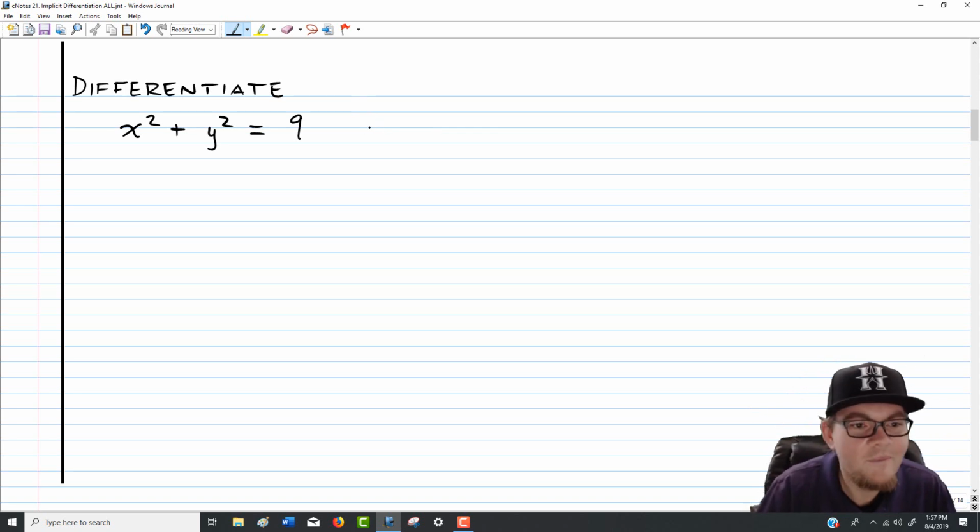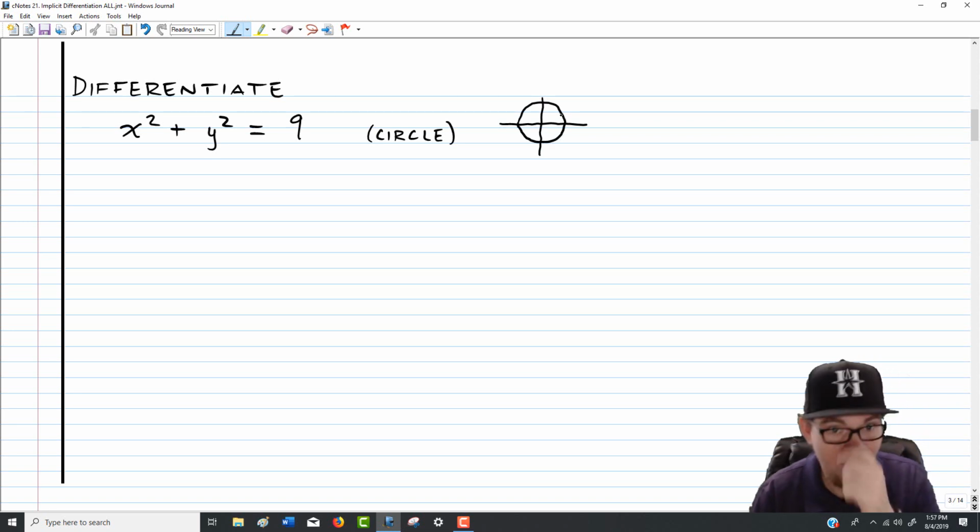I love doing that. I don't know why. This is a circle. In fact, this is a circle centered at the origin. Not my best circle, whatever. And it has a radius of 3. So in other words, what we're trying to do in this situation is figure out the slope on this circle at any point x comma y that satisfies this equation.